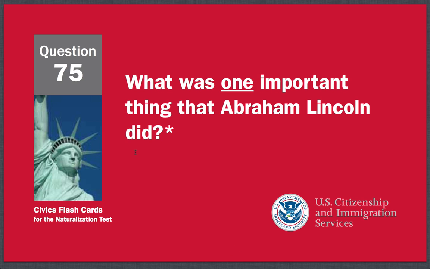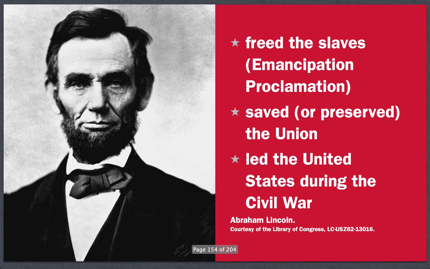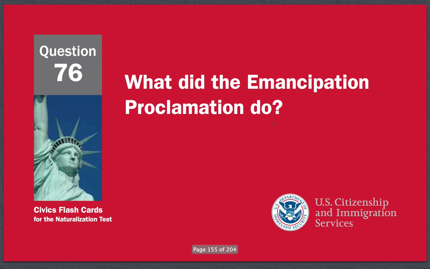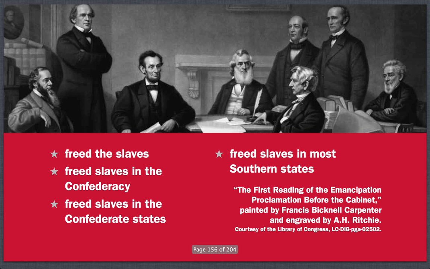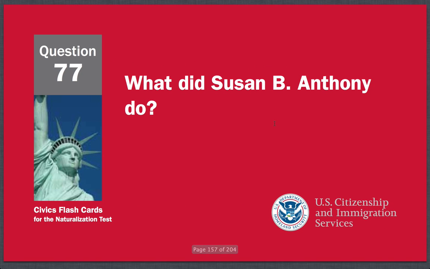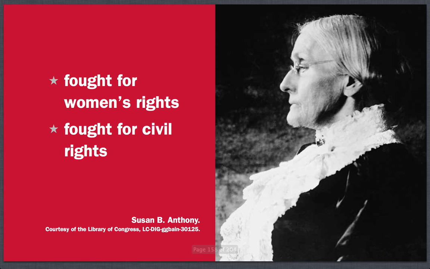What is one important thing that Abraham Lincoln did? He freed the slaves. That's what he's very known for, and he saved the Union. That means the unification of those two parts. And he led the United States during the war. What did the Emancipation Proclamation do? Freed the slaves in the Confederate States. What did Susan B. Anthony do? She fought for women's rights, fought for civil rights.